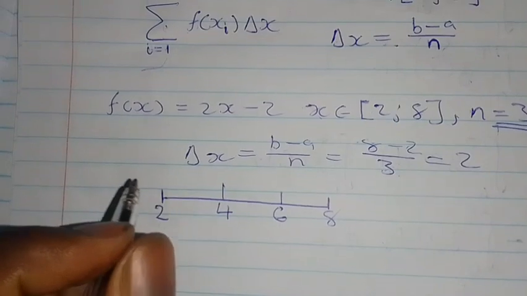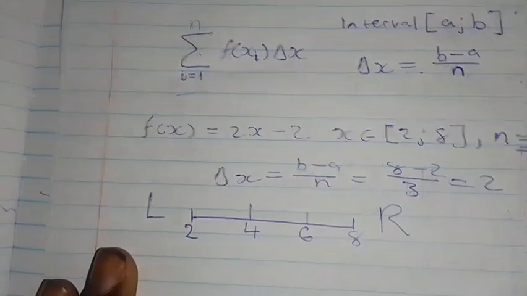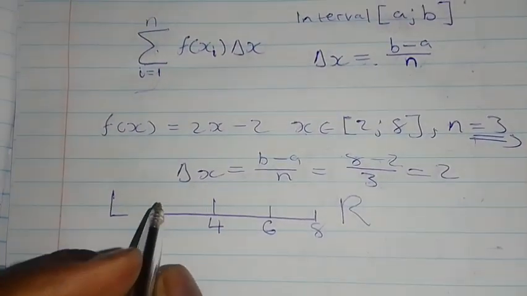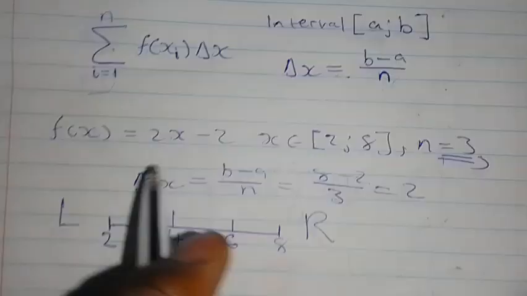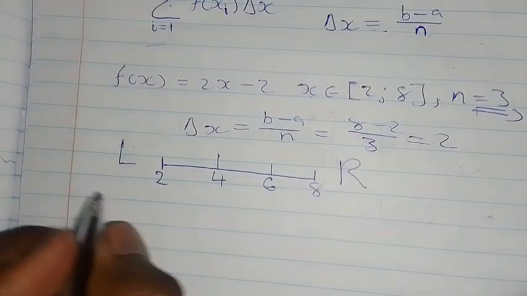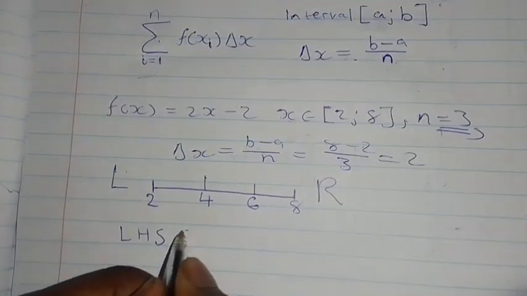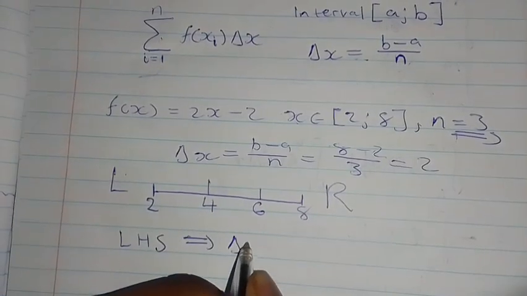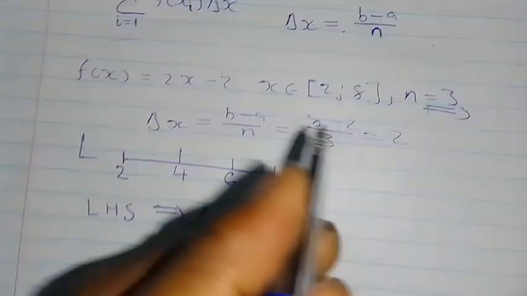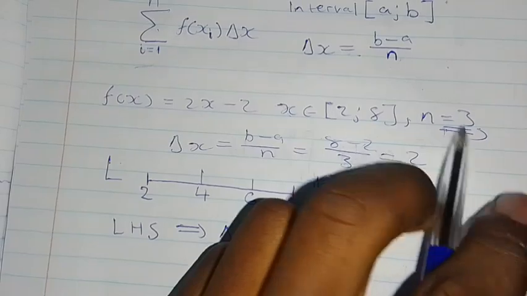Now, suppose you want to calculate the left-hand sum. This is the left and this is the right. You see my n is 3 here. So you start from the left. You're calculating the left-hand sum, LHS. You're going to have delta x, and you multiply that by the values. You start from the left, and this is your number of subintervals.